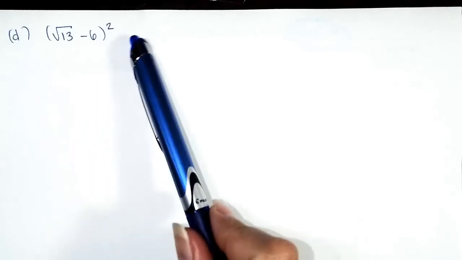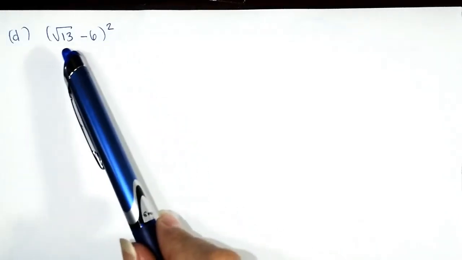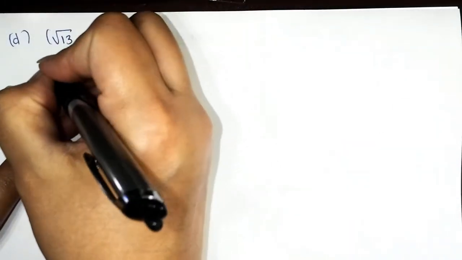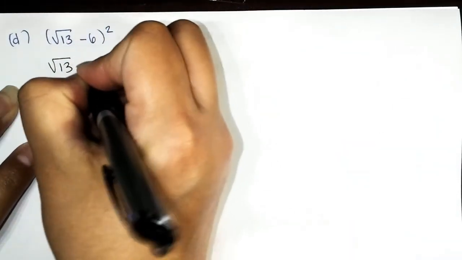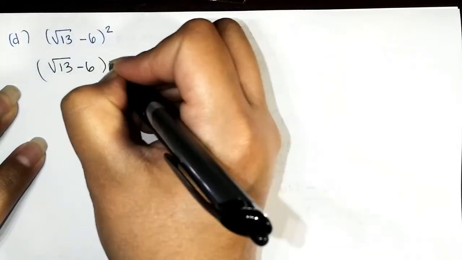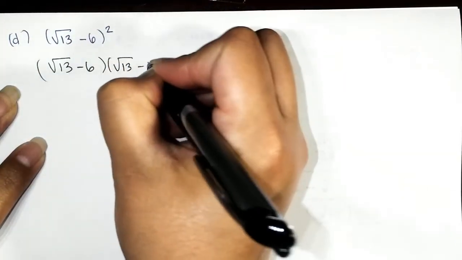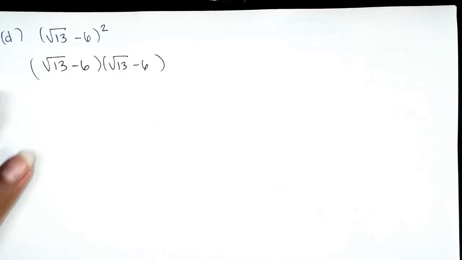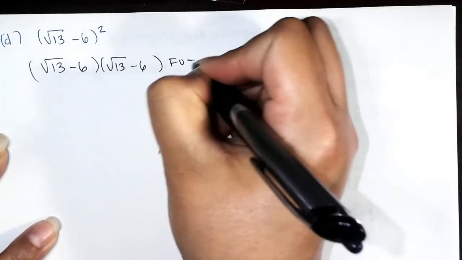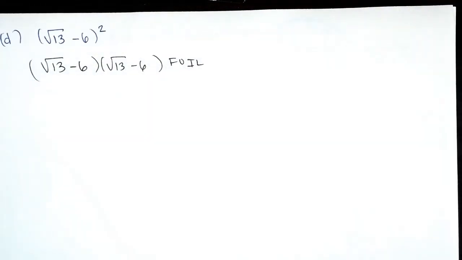Let's go ahead and write the 2 factors of square root of 13 minus 6. So that will leave us with square root of 13 minus 6, but we have 2 of them, times square root of 13 minus 6. Okay, now that we have a product of 2 binomials, let's go ahead and FOIL this out, and it's really up to you how you write down the products. Depending on how you see these numbers, that's what you will write.